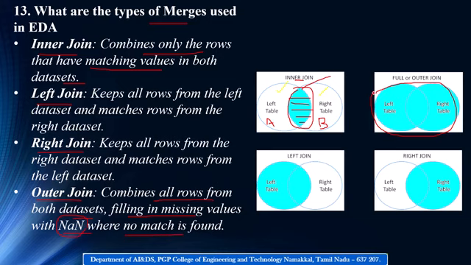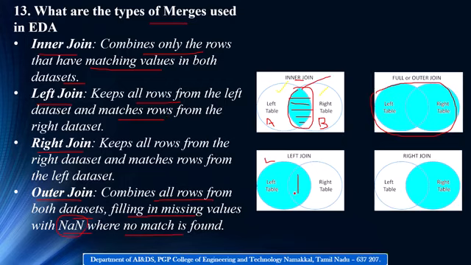Then, what is a left join? You can say this is a left join. It keeps all the rows from the left. So I'm going to keep all the data from the left, and the data which is matching between A and B. So I'm going to take this particular part. This is a left join.